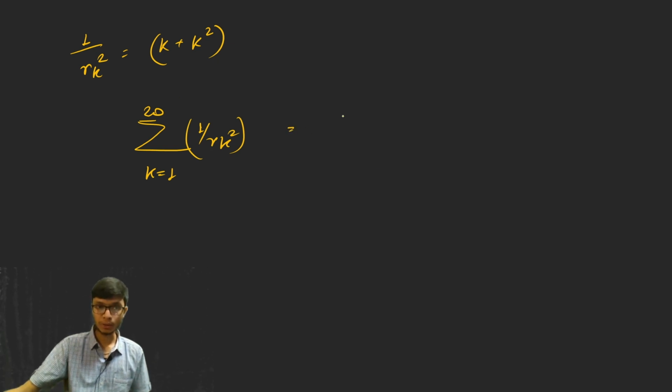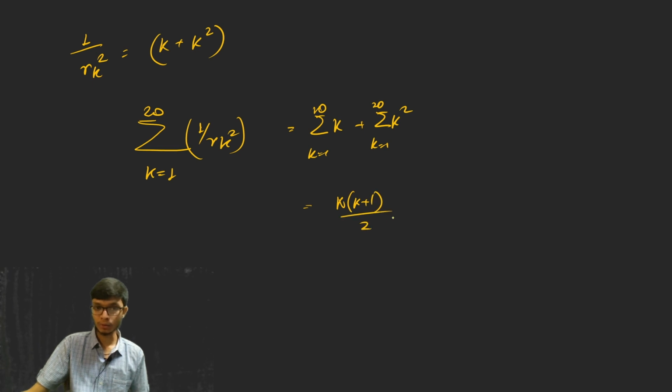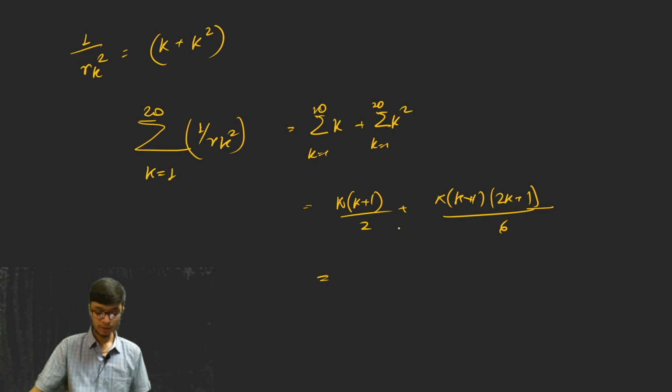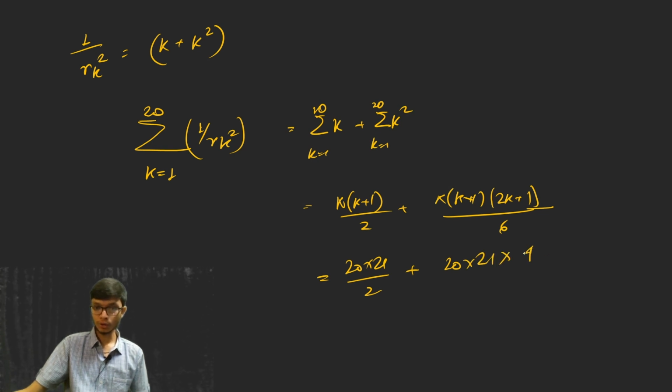This will be equal to sigma k plus sigma k square for k belonging to 1 to 20. Sigma k for k from 1 to 20 will become k into k plus 1 by 2, plus sigma k square will become k into k plus 1 into 2k plus 1 by 6. I hope if you have studied the chapter of sequence series, you know this. So the answer is equal to 20 into 21 by 2 plus 20 into 21 into 41 divided by 6, and that will give you the result.